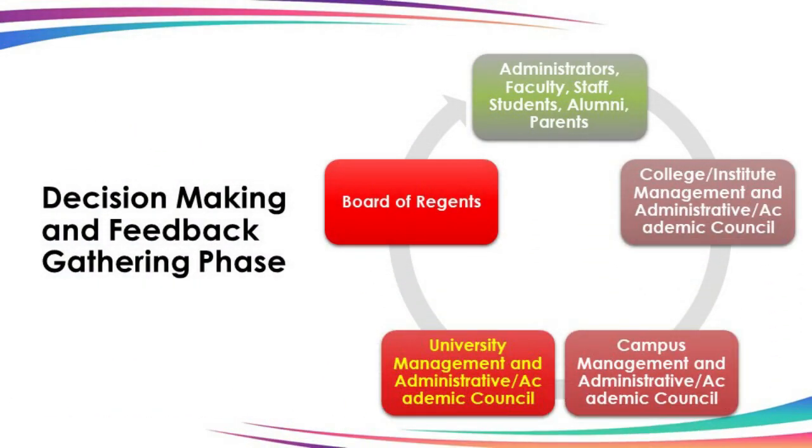Decision-making and feedback gathering operates as a loop. All important decisions are acted upon by the academic and administrative councils from the college to the university level and eventually acted by the BOR. All actions are then communicated to the different stakeholders.